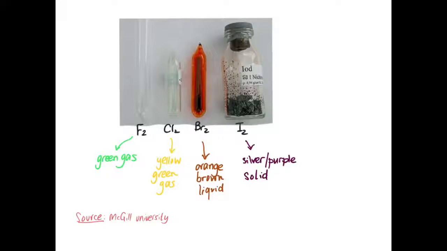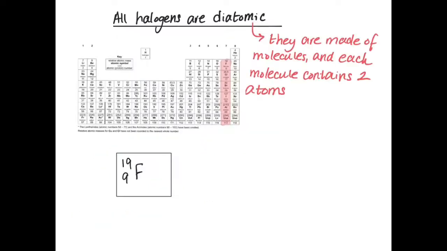At room temperature, fluorine is a very pale green gas, chlorine is a yellow-green gas, bromine is an orange-brown liquid with a very low boiling point, and iodine is a silver-purple shiny solid. All the halogens are diatomic, which means that fluorine is present naturally as F2, chlorine is Cl2, iodine is I2, bromine is Br2.